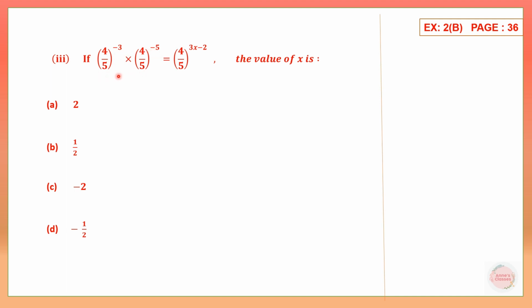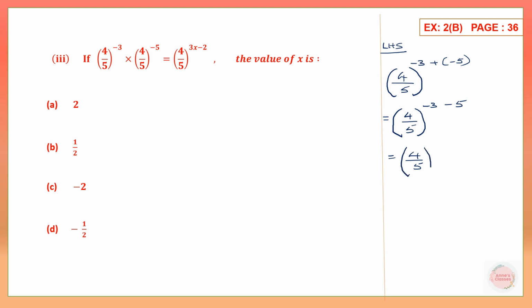So let's do that first. This is the left hand side, this is the right hand side. So on the left hand side, let's add up the powers. So that will be 4 by 5, the whole thing now raised to the power of -3 plus -5. I'm doing only the left hand side. We'll solve this first. This is equal to (4/5) raised to the power of -3 - 5, which is -8. So this whole thing is raised to the power of -8.